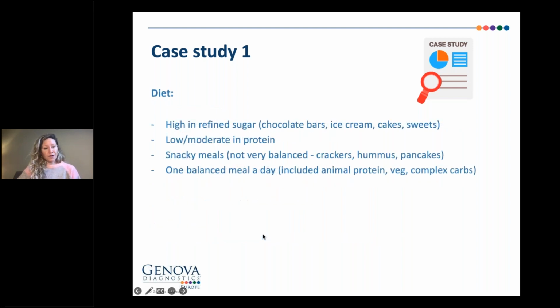Moving on to her diet, this patient had a diet high in refined sugars, featuring things like chocolate bars, ice cream, cakes and sweets on a daily basis, with quite low to moderate protein intake. A lot of her meals were very snacky, so they weren't balanced in terms of the ratios between the various macronutrients. They often contained things like crackers, hummus, and pancakes. She didn't often cook herself a meal at lunchtime or breakfast. The only real balanced meal in the day tended to be in the evening, which often included some animal protein as well as some veg and some complex carbohydrates.